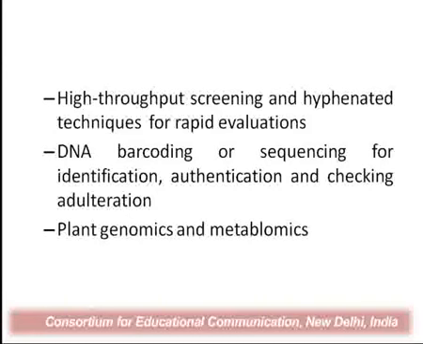Besides these, high throughput screening and hyphenated techniques were also developed during the 21st century that led to the rapid evaluation of herbal drugs, and also structural elucidation of the chemical constituents that were present in the plant drugs. Then DNA barcoding or sequencing for the identification, authentication and checking of adulteration. Now, DNA sequencing is an important parameter that has been included in pharmacognosy, and this barcoding or DNA sequencing has helped a lot in authentication of the herbal drugs that are being used by various industries for preparation of various herbal formulations.